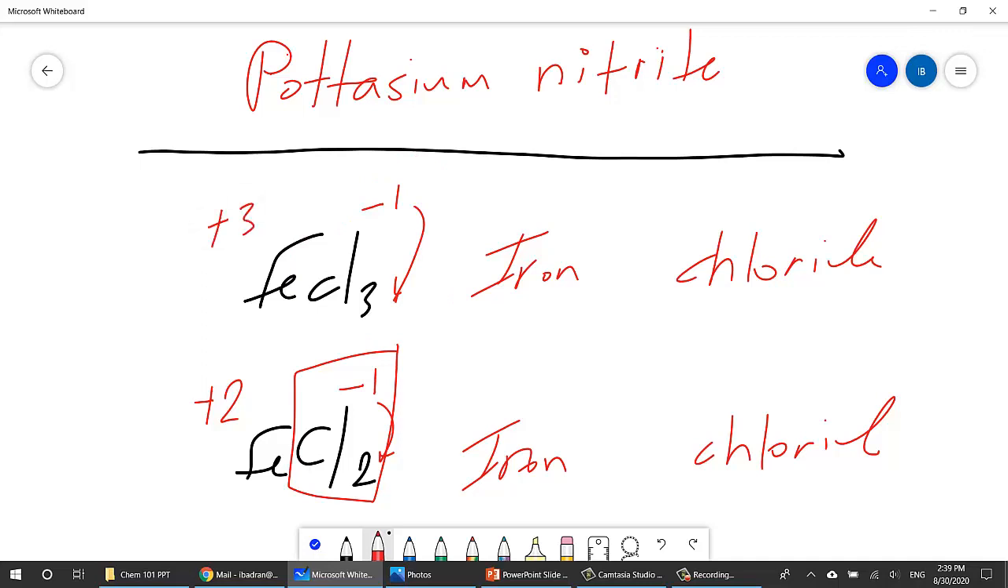So in this case, I can use Roman numerals, which you know, 1, 2, 3. So this is a 3, iron 3 chloride, and this is iron 2 chloride.